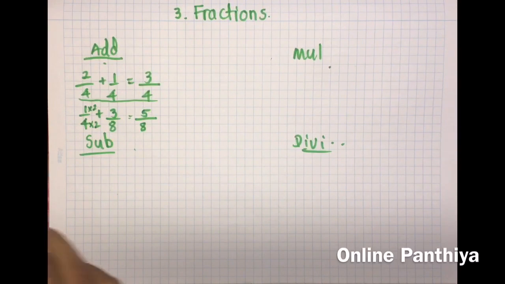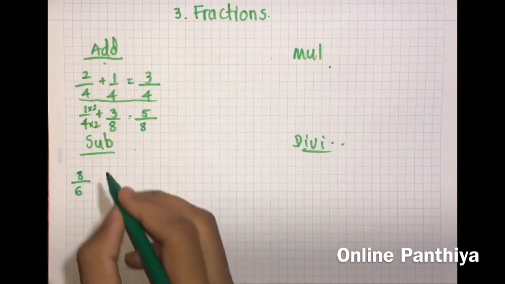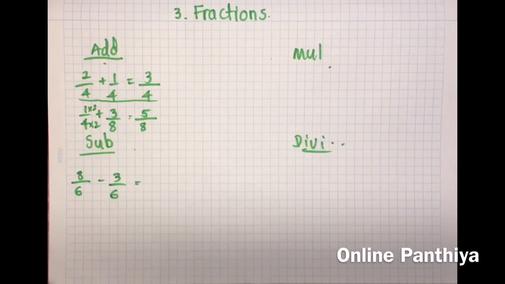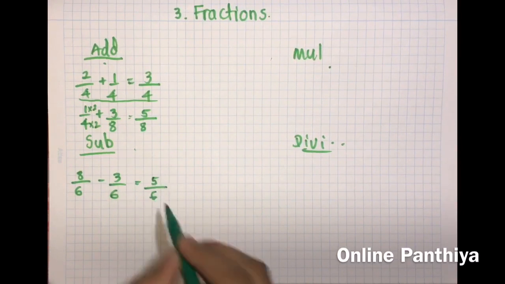First I'll consider two fractions with same denominator, that is 8 over 6 minus 3 over 6. Now since the denominators are same, you can just subtract. Okay, 8 minus 3 is equal to 5, denominator should be 6.